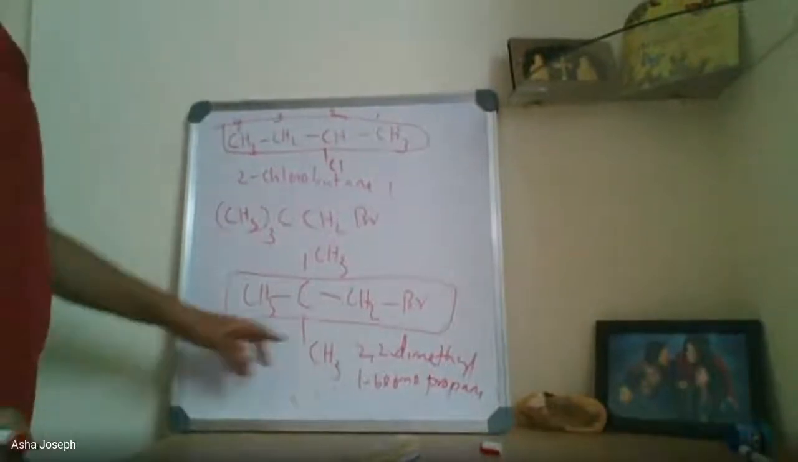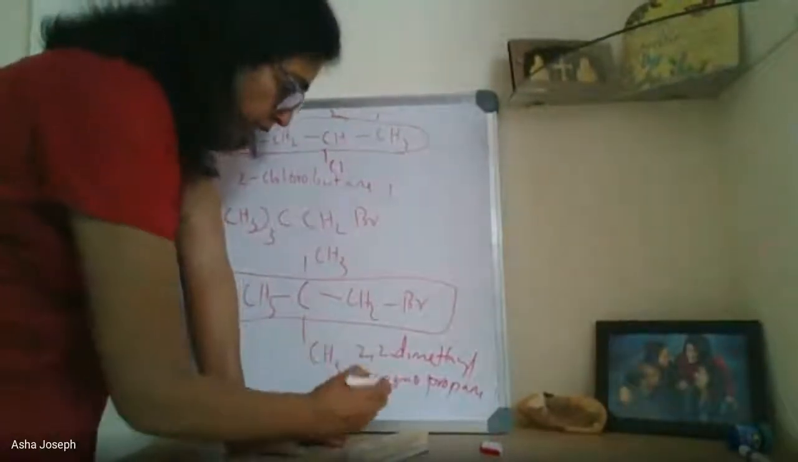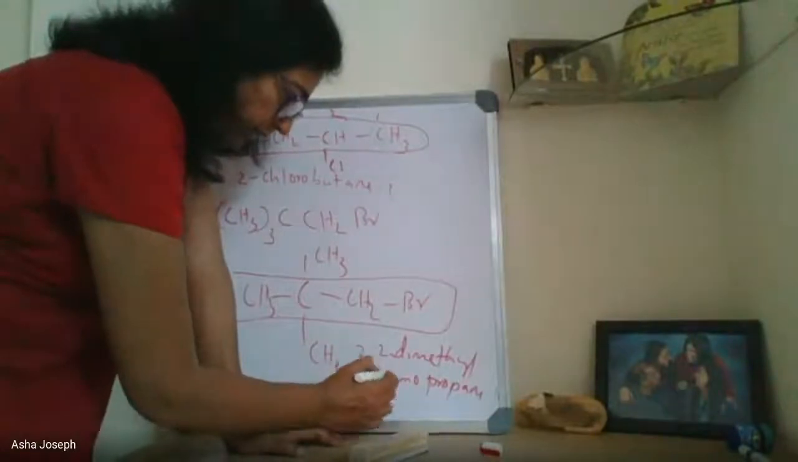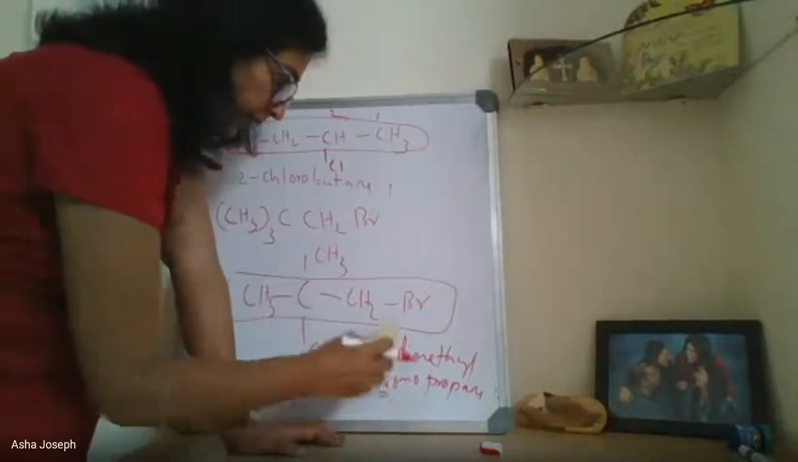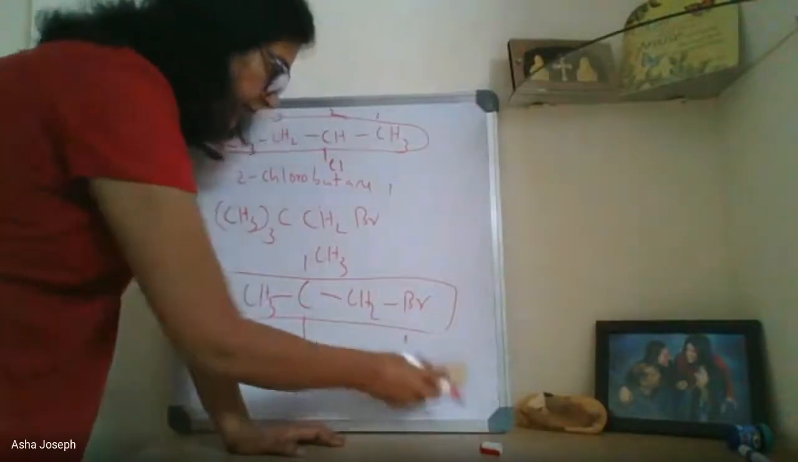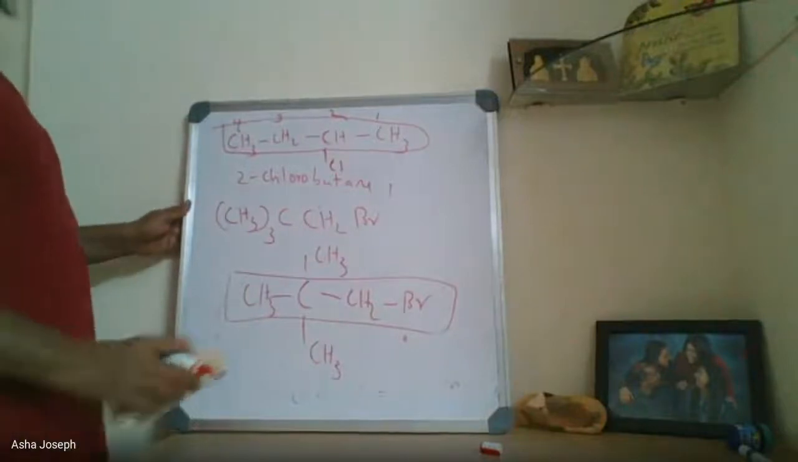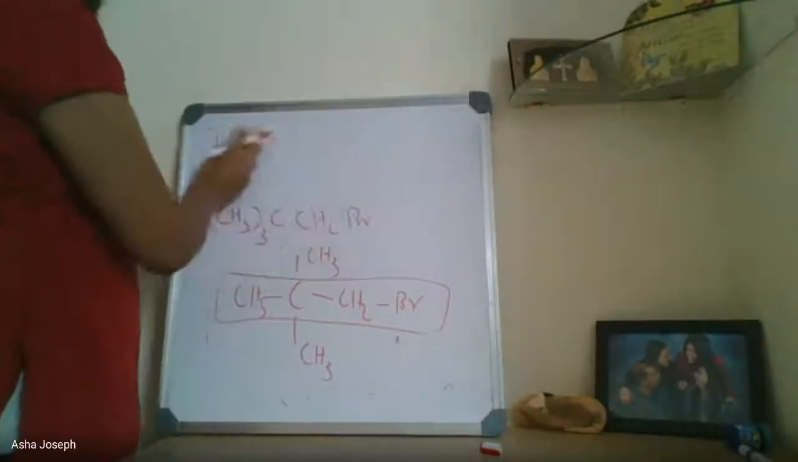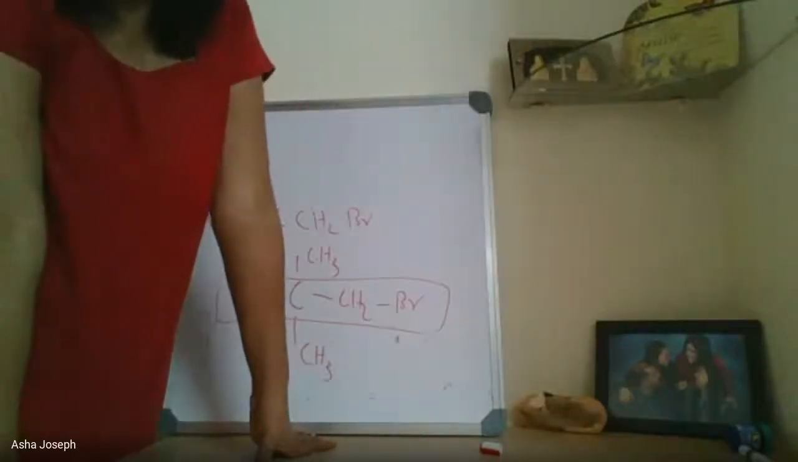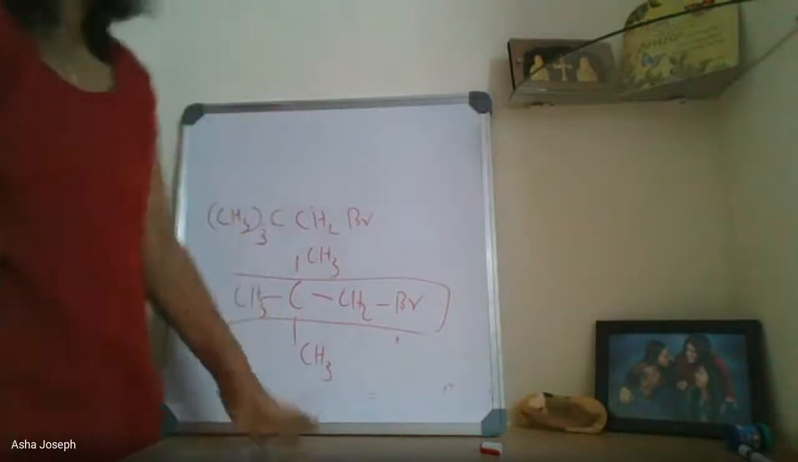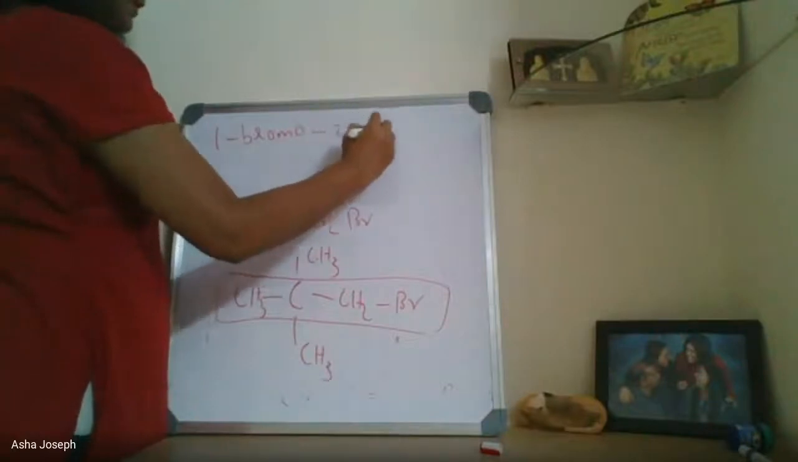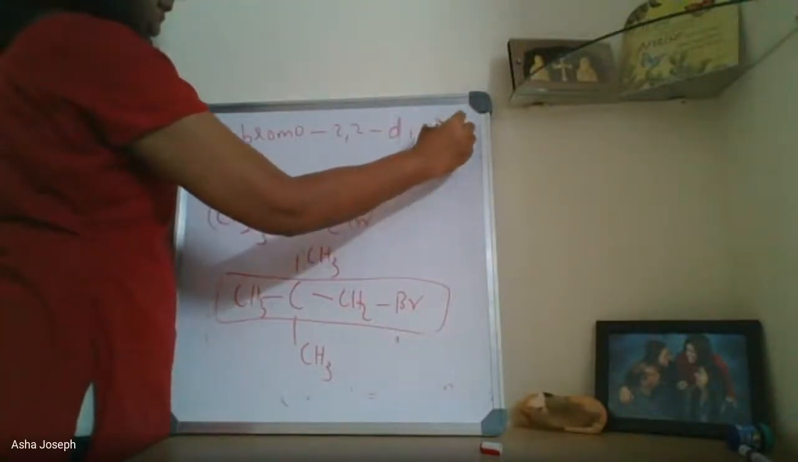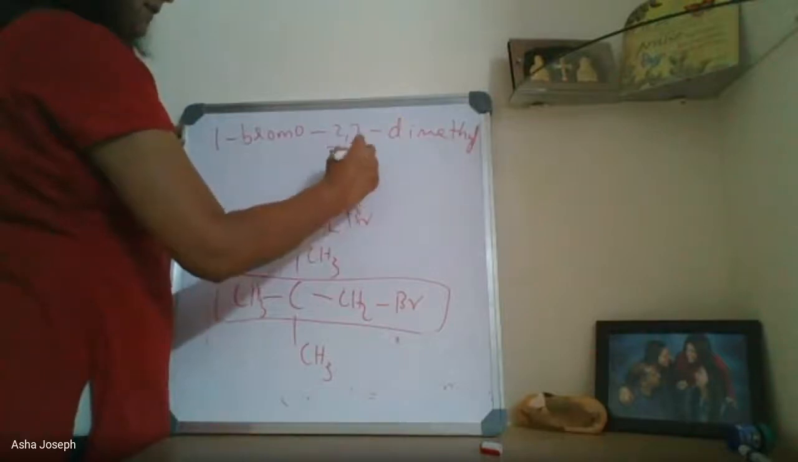But then we have to arrange according to the alphabetical order. The substituents, one is bromo, B comes before methyl. So we cannot write like this. Name I will write here. Ma'am, 1 bromo, 2, 2 dimethyl. You have to say bromo first because alphabetically B comes first. So 1 bromo, 2, 2 dimethyl propane. Clear?